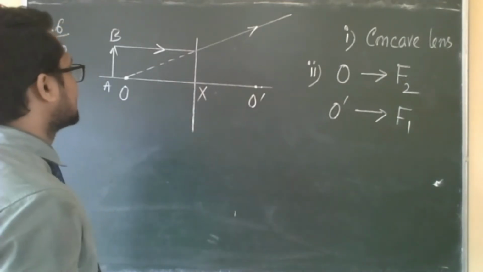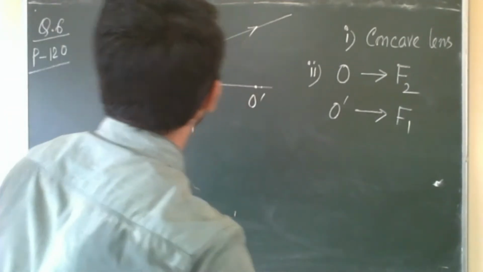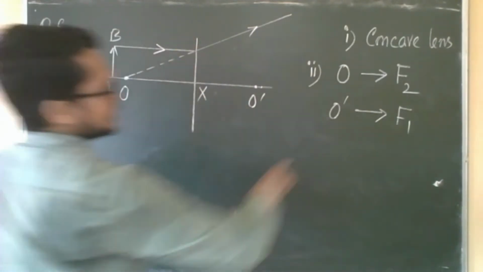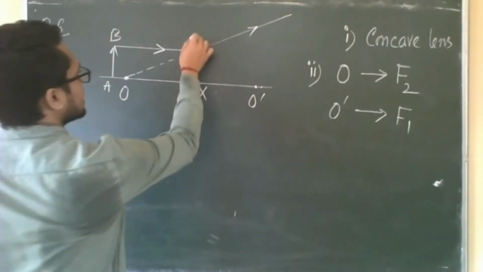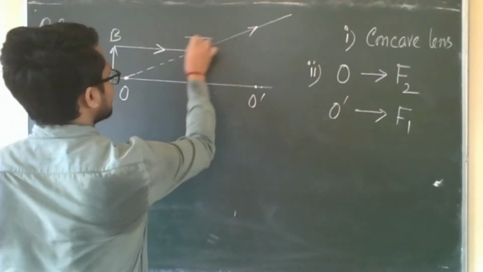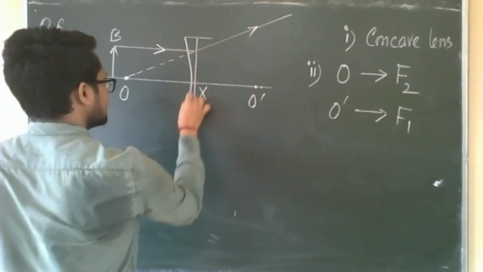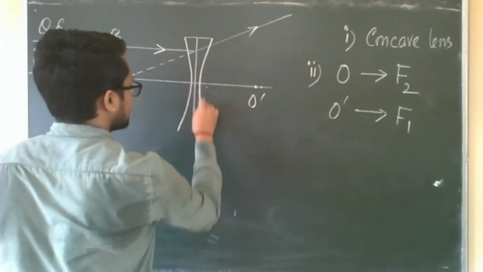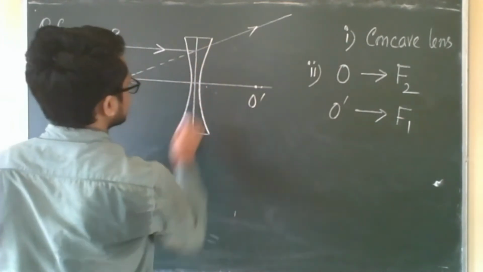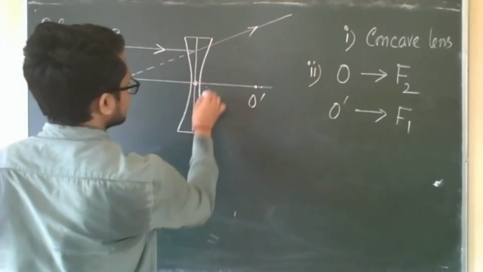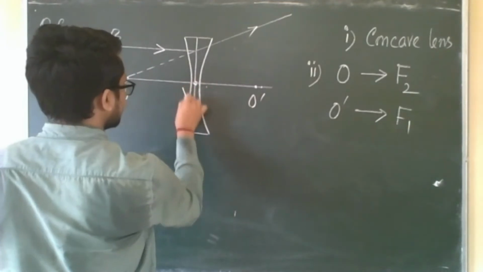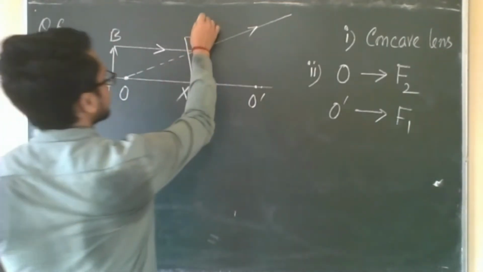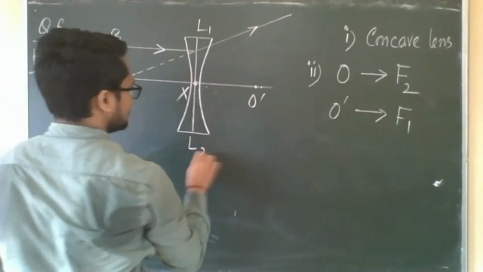Third question, complete the diagram to form the image of the object AB. So when you are forming the image, you will not take this line. You know it is a concave lens, so draw a concave lens here. Okay, so this is the concave lens. This is the optical center. Optical center is denoted by X. Give the name of the lens, L1, L2.